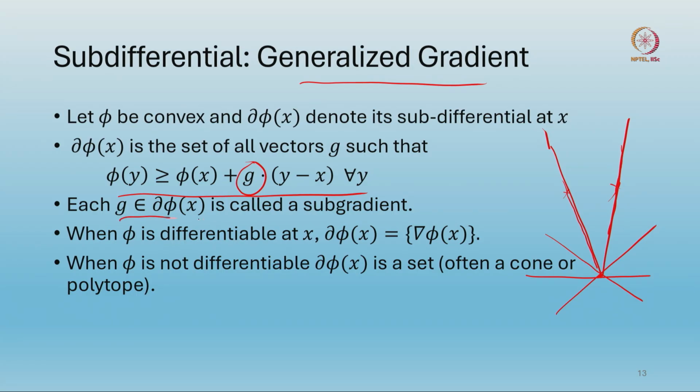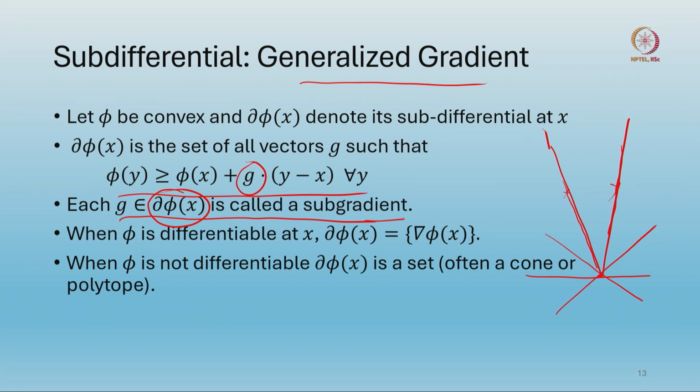So each such G in del phi, all the set of these subdifferentials, all these supporting hyperplanes at a point of non-differentiability, they form a set, right. So that set is called the subgradient, okay. That subgradient or subdifferential is denoted by the set del phi of x, right.